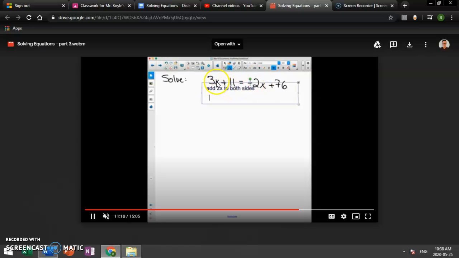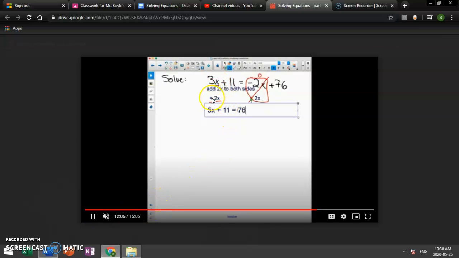And then you have 3x plus 2x on this side of the equal sign. So if you were to go to the next step, it would look like this. 5x plus 11 equals 76, right? Because 3x plus 2x equals 5x. The 11 is still there, equals the 76, which is still there. And now you know how to solve it from this part of the equation. Subtract 11 from both sides. That gives you 5x equals 65.